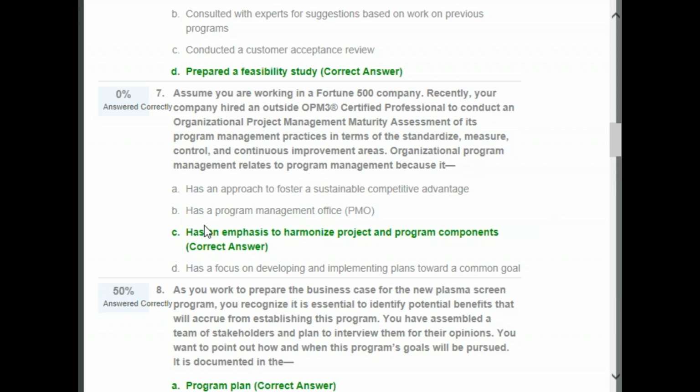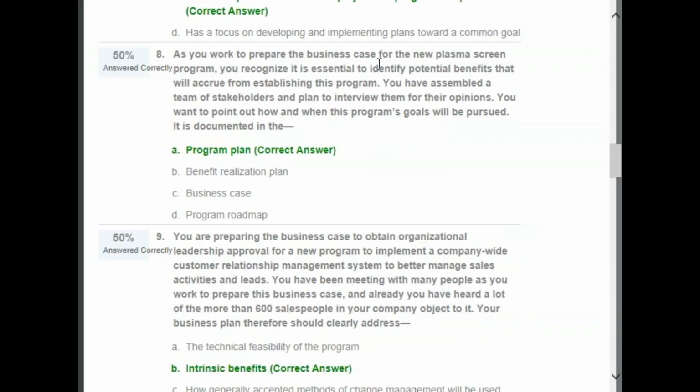Question number 8, one of you is correct. As you work to prepare the business case for the new plasma screen program, you recognize it is essential to identify potential benefits that will accrue from establishing the program. You have assembled a team of stakeholders and plan to interview them for their opinions. You want to point out how and when the program's goals will be pursued. It is documented in the program plan, benefit realization plan, business case, program roadmap. So this is the planning work you are carrying out.